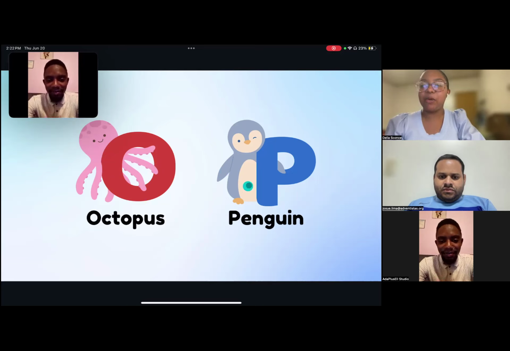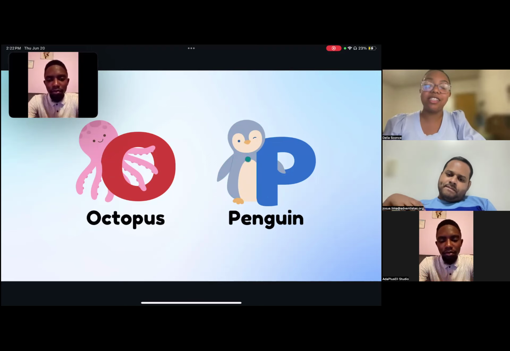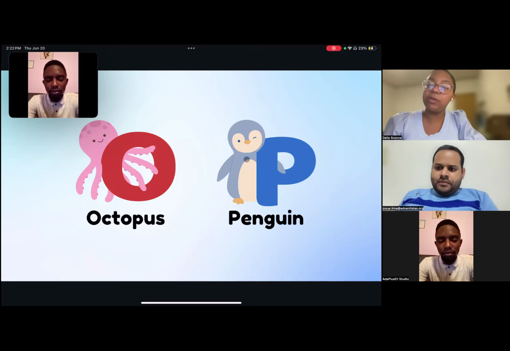Now, P for penguin. Penguins are found in Antarctica, but we do have them in zoos, but they are meant to be in places that are cold. This P is blue, and it has flippers here. It is a part of the bird family, but cannot fly. It uses its flippers to swim.